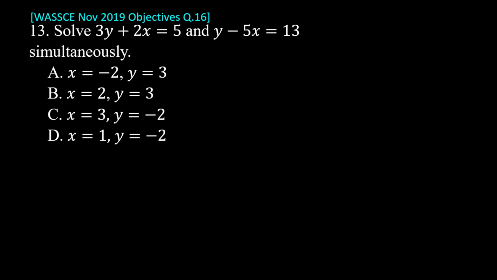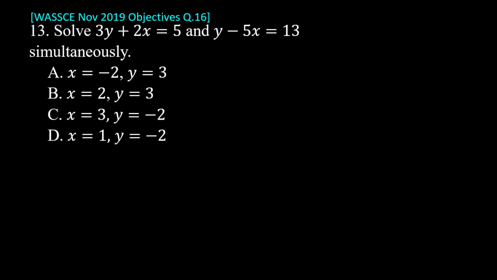The first option, we have x equal to -2 and y equal to 3. Then B, we have x equal to 2 and y equal to 3. And then C, we have x equal to 3 and y equal to -2. And then D, we have x equal to 1 and then y equal to -2.